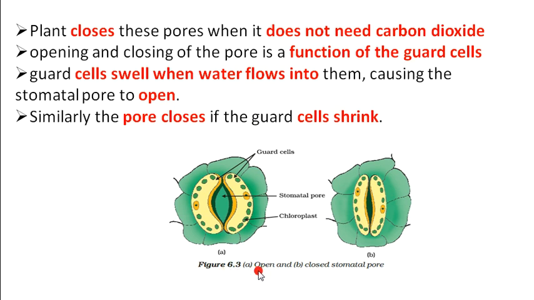You can see figure 6.3. Particularly, figure A is the open pore. Here we can see the stomatal pore. This is open, and this is the surface of the leaf. Now, these are the guard cells, the green dots particularly. And this is the figure of the closed stomatal pore. We can see here closed, and this is open.